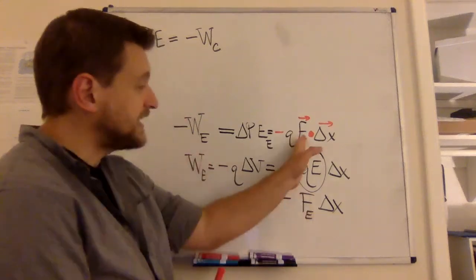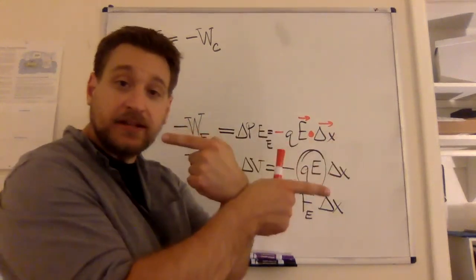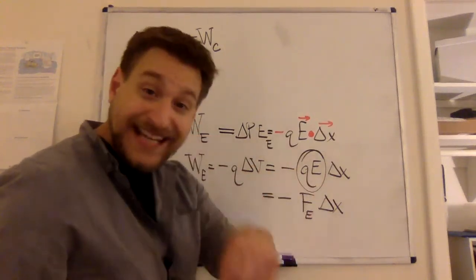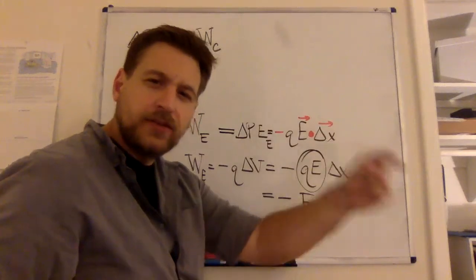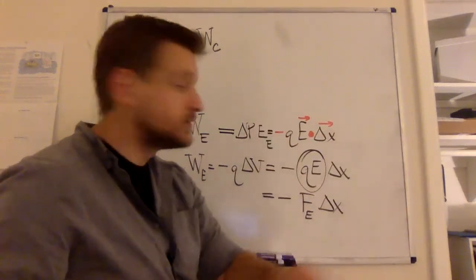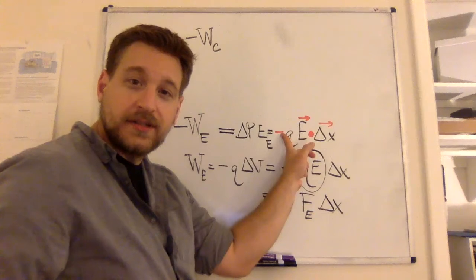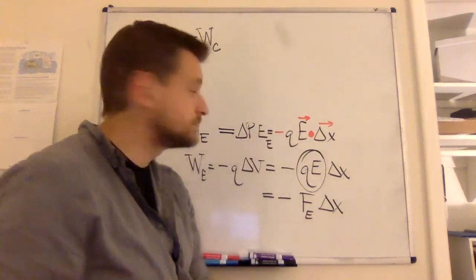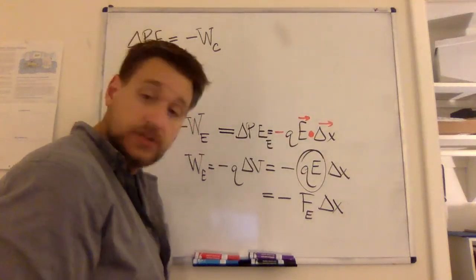If E and the displacement are anti-parallel, the angle between them is 180, and cosine of 180 is -1. That -1 will cancel this negative, and delta PE will be positive. Whew. Tricky stuff.